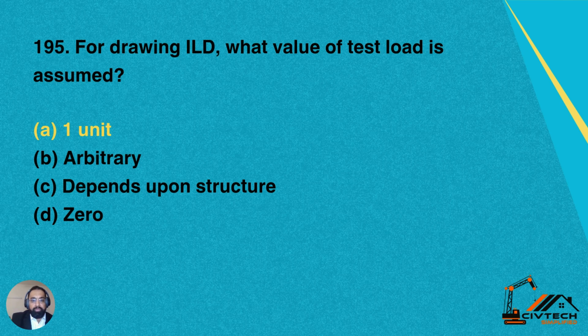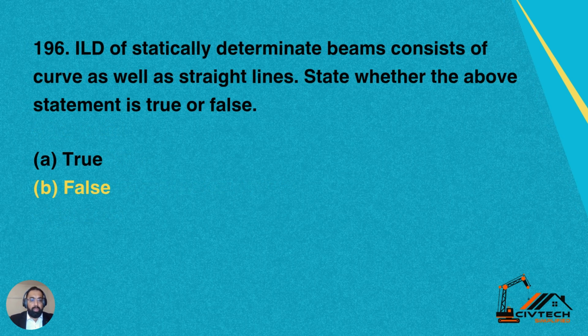Question 195. For drawing ILD, what value of test load is assumed? Option A, 1 unit. Option B, arbitrary. Option C, depends upon structure. And option D is 0. So for drawing ILD, the test load assumed is the unit load, 1 unit. So A is the correct answer.